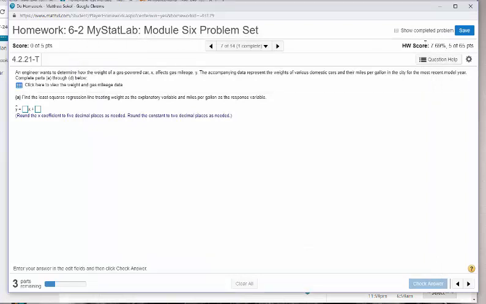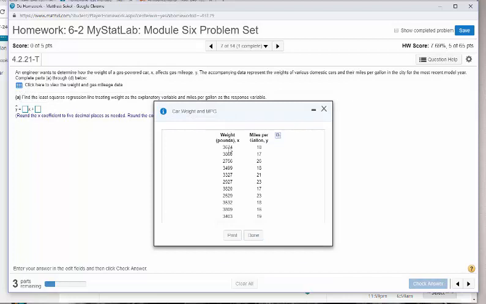An engineer wants to determine how the weight of gas-powered cars, X, affects their mileage, which is given by the Y variable. The accompanying data represents the weights of various domestic cars and their miles per gallon in the city for the most recent model year. Let's complete parts A through D below. Let's click here to view the weight and gas mileage. These are the weights of the cars, and here's the corresponding gas mileage.